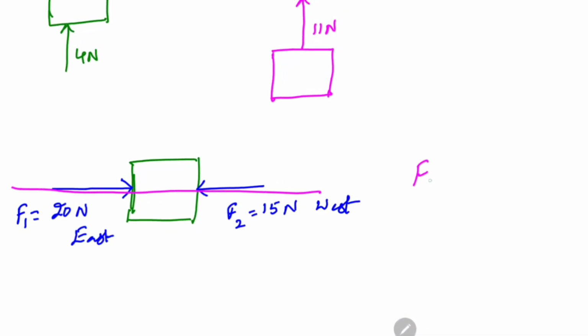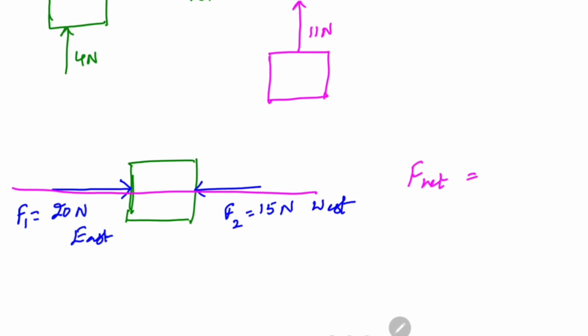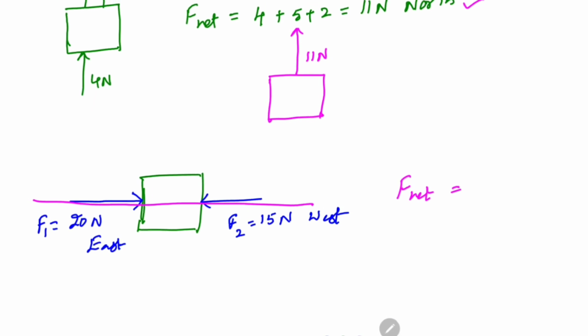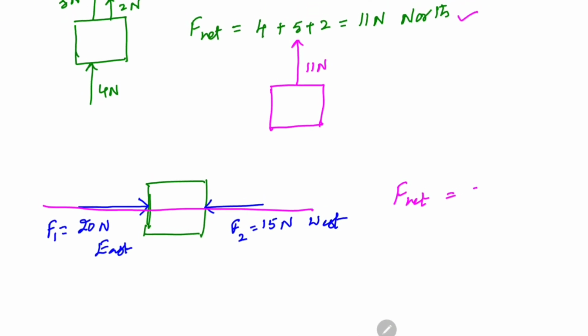Then these two forces can be replaced by a single force, which is the net force, equal to the difference between the two forces. So 20 Newton minus 50 Newton, which is equal to 5 Newton. 5 Newton in which direction? Observe here, which is the greater force? 20 Newton is the greater force, 15 Newton is the smaller force. Now the net force will be in the direction of greater force, my dear.